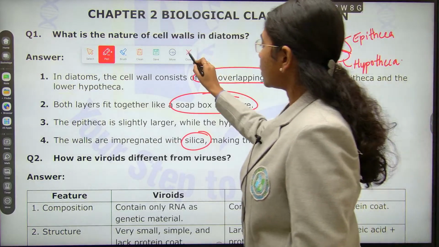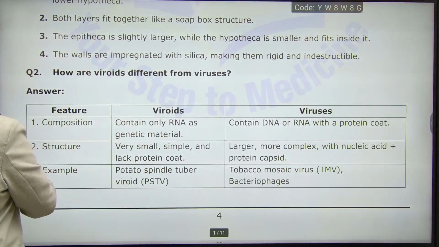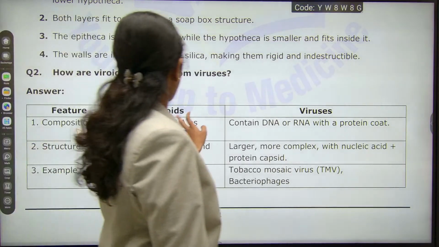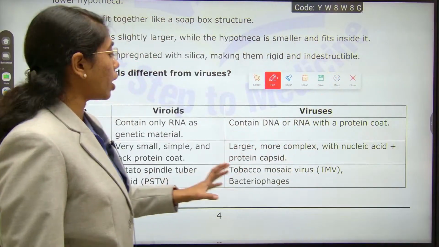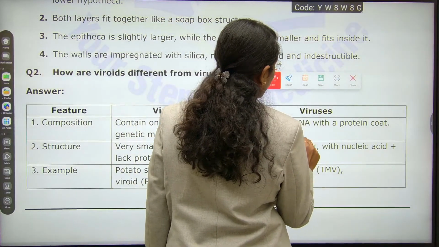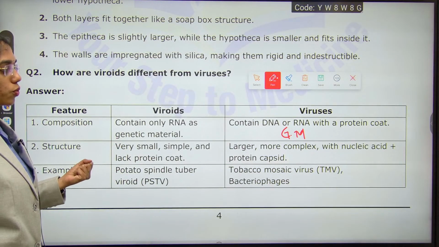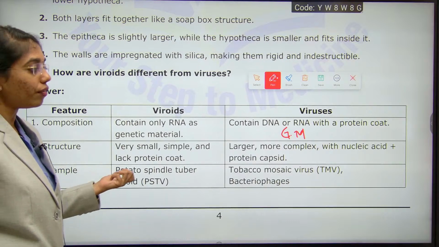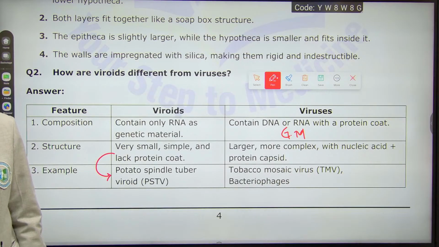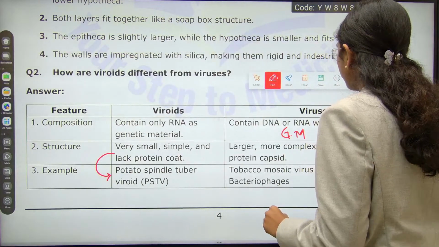Now next question: what are the differences between viroids and viruses? Viroids contain only RNA but not the protein coat. Viruses have the genetic material and the protein coat. Viroids were first discovered by Theodor Diener and they are very small when compared to viruses. The molecular weight of viroids is smaller than that of viruses. Examples of viroid disease: potato spindle tuber disease. Tobacco mosaic virus or bacteriophages are examples of what? Viruses.